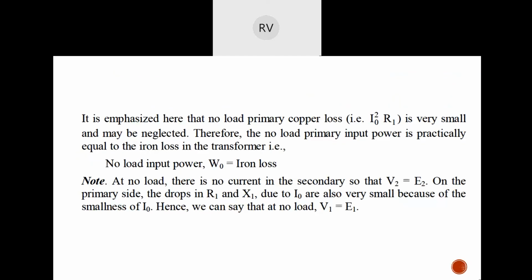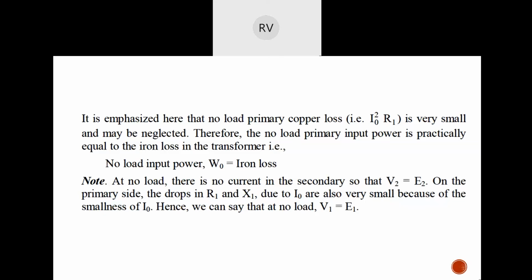It is emphasized here that the no load primary copper loss is very small and may be neglected. Therefore, the no load primary input power is practically equal to the iron losses in the transformer. So whatever power we are giving is nothing but the iron losses in the transformer. That is how we are taking it, because the resistance is very small and the copper loss, I naught square into R1, will be very small, so it can be neglected. So the no load input power W naught is nothing but the iron loss.